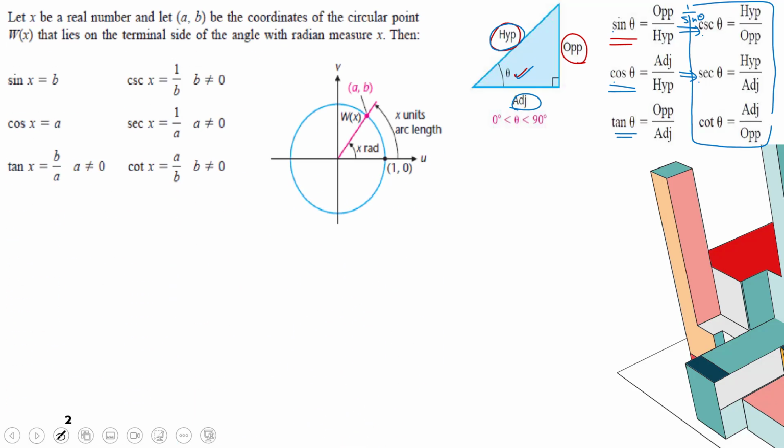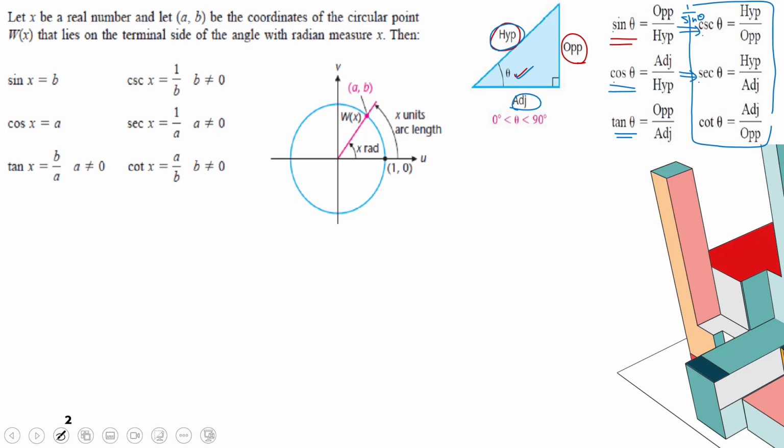Don't worry, all of these kinds of things are in the formula sheet. But without the right triangle, you cannot talk about the sine and cosine or sec and cosec or tan. Cotan is cosine over sine, right? Okay. Let's go for the unit circle.